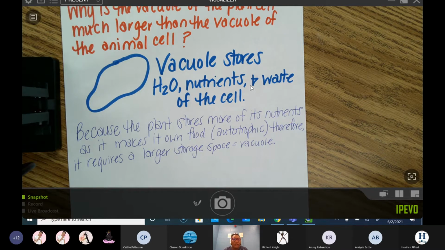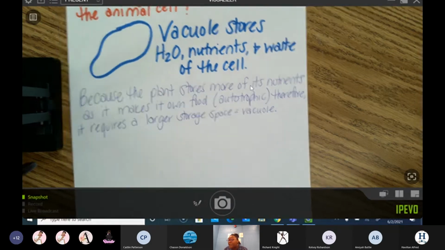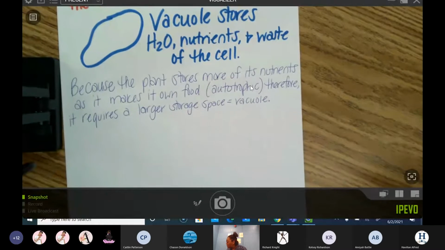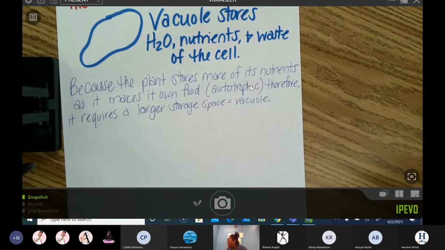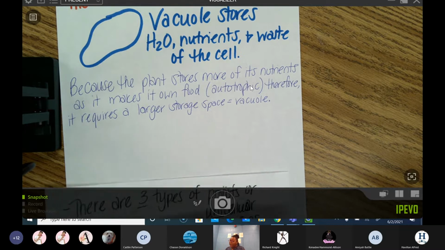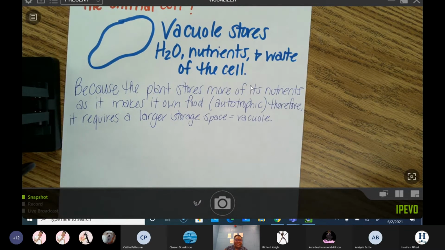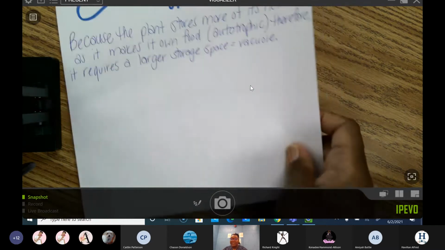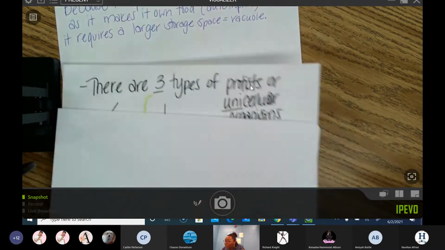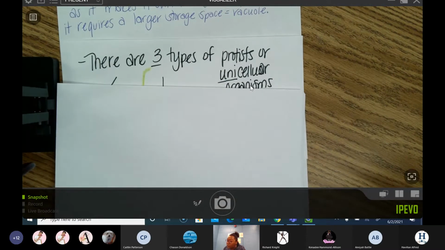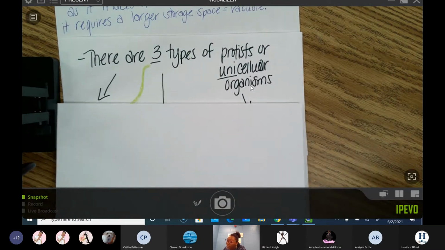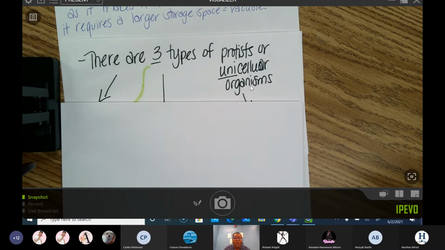Okay, so we're going to start talking today about the microorganism or the protist. It's important for us to know that a protist is a microorganism, as we discussed yesterday, and we're going to start talking about three types of protists. Okay, these are unicellular organisms. Unicellular organisms. So what we'll want to make sure we know here in our notes is that there are three types of protists or unicellular organisms.